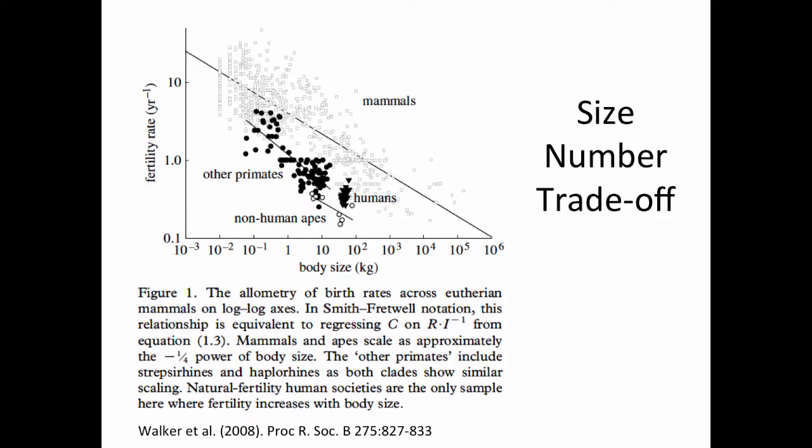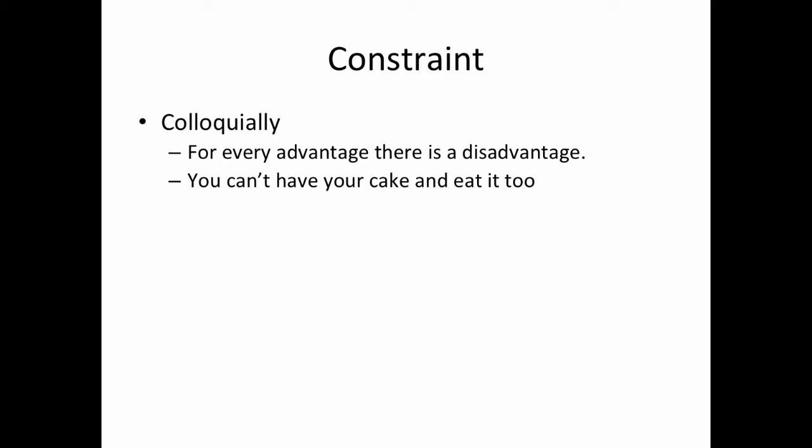And this idea of constraint is kind of universal in evolutionary biology. We see it in size-number trade-offs, where the more offspring you have, the bigger your offspring are, the fewer offspring you have. And that just represents another kind of constraint in biology. And so when we think about constraint colloquially, we can think about it as, for every advantage there is a disadvantage. You can't have your cake and eat it too.